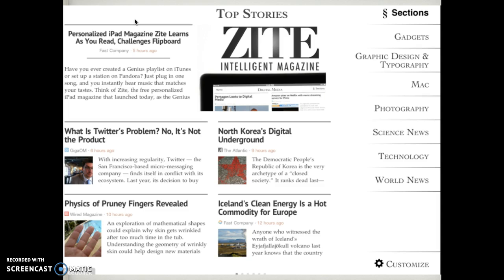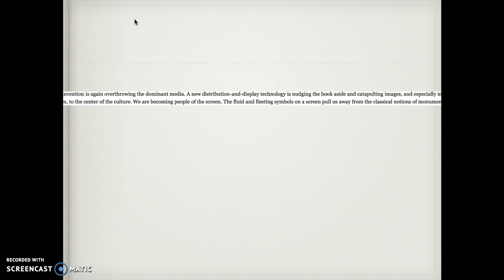In Kevin Kelly's New York Times article, Becoming Screen Literate, he writes, "A new distribution and display technology is nudging the book aside and catapulting images, and especially moving images, to the center of the culture. The overthrow of the book would have happened long ago, but for the great user asymmetry inherent in all media."